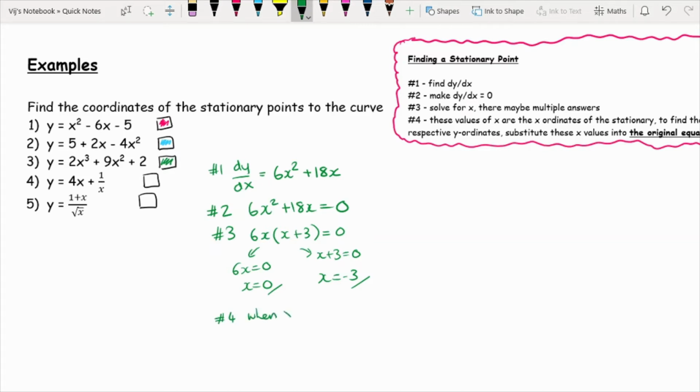So when x equals 0, now remember that we're substituting it into the original equation, not the dy dx, because obviously it'll end up with 0, because that's what dy dx is going to equal at the stationary point. So it should ring alarm bells for you. So y equals, for this particular example, 2, and when x equals minus 3, y is going to equal 29. So my 2 coordinates are (0, 2) and (minus 3, 29). And there you can see that we followed those 4 steps.